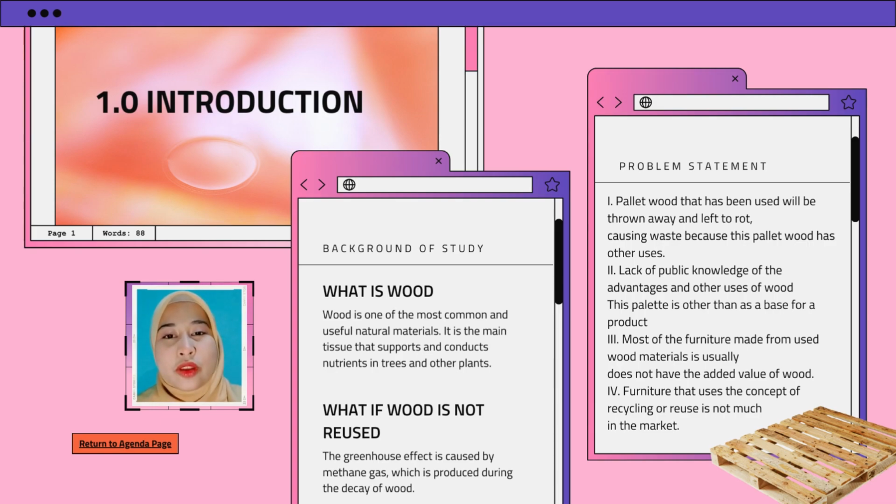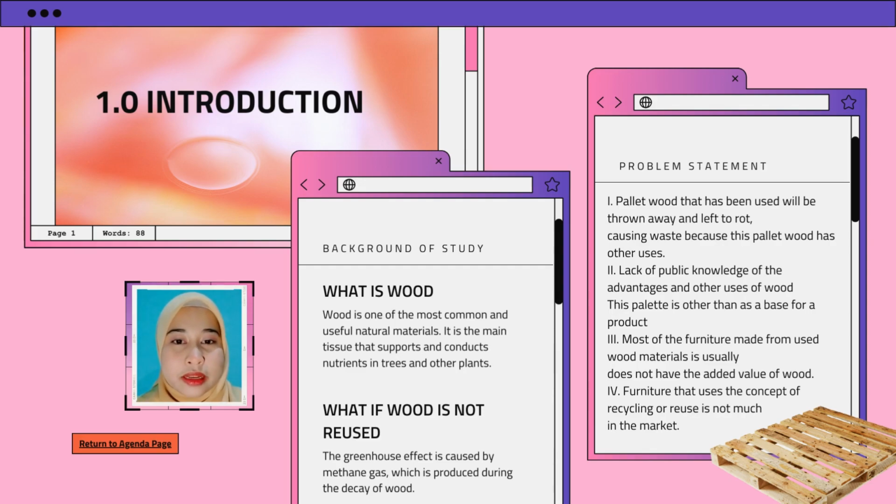I will start with the introduction. Background of study. What is wood? Wood is one of the most common and useful natural materials. It is the main tissue that supports and conducts nutrients in trees and other plants. Next, what if wood is not reused? The greenhouse effect is caused by methanol gas, which is produced during the decay of wood.